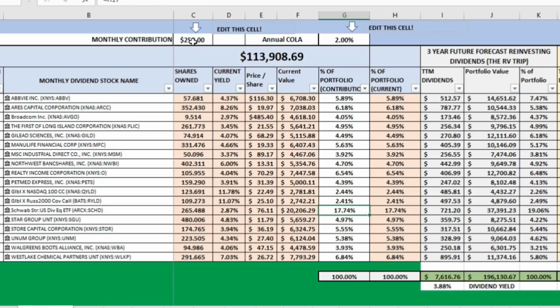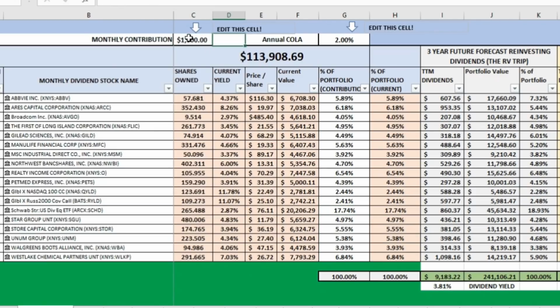To be completely honest with you guys, that's not gonna cut it. I need more money on a monthly basis from this portfolio in order to live on adequately and to do the things we wanna do on our RV trip. So let's see if we can backdoor ourselves into understanding exactly what I need to do to actually meet the goals. So right now we're contributing $250 a month on the spreadsheet. Let's go ahead and adjust that upward to $1,000 a month.